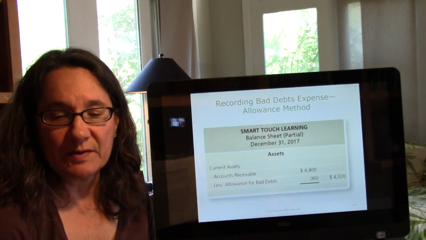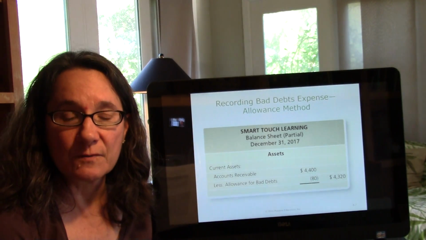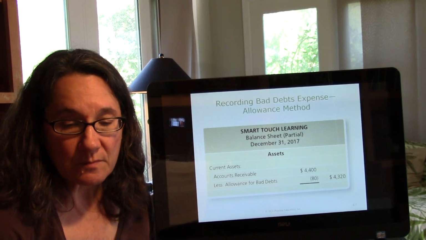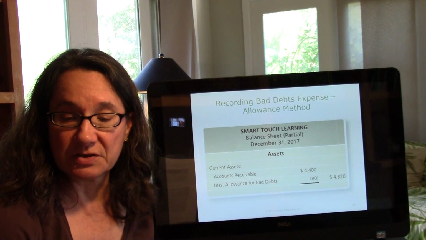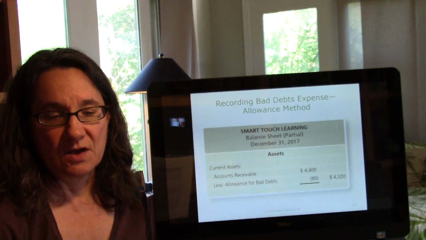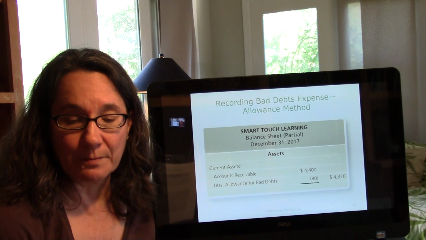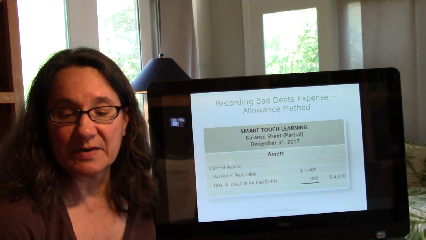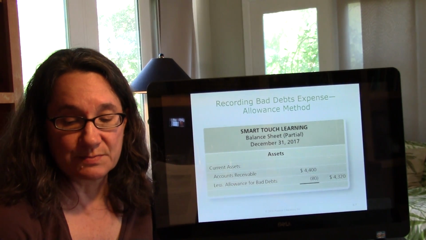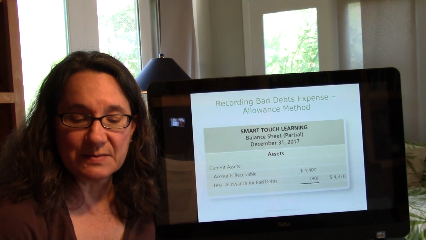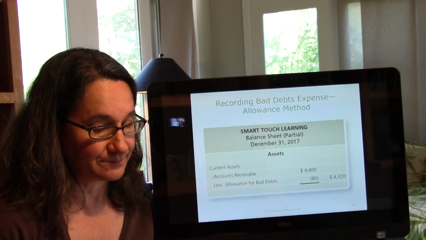Accounts receivable will be reported on the balance sheet, but it will now be shown at the net realizable value. The balance sheet now reports the amount of accounts receivable that Smart Touch Learning expects to collect, $43.20. The contra account, allowance for bad debt, is subtracted from accounts receivable, showing that the $4,400 is owed Smart Touch Learning. The company estimates $80 of accounts receivable will be uncollectible.